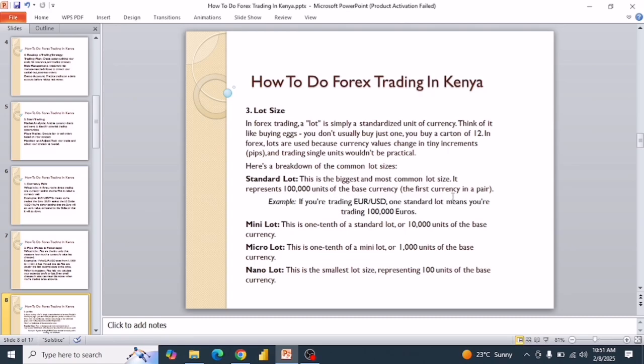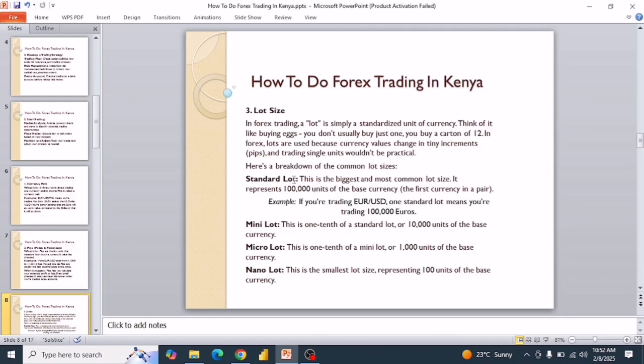For example, Euro USD. So if you are trading Euro USD, one standard lot means you are trading 100,000 euros against US dollars. So we have mini lot, which is 1/10 of the standard lot. You divide it by 10 and you get 1,000. We also have micro lot. This is 1/10 of the mini lot, like that.